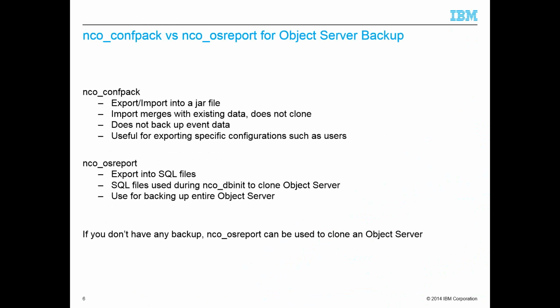I have another question. Does it back up the tools and menus? Both NCO Compact and NCO OS report back up the tools and menus. With NCO Compact, I'll go into more detail in a couple slides, but you can use the list option. So if you wanted just tools and menus, you could do just tools and menus with NCO Compact also.